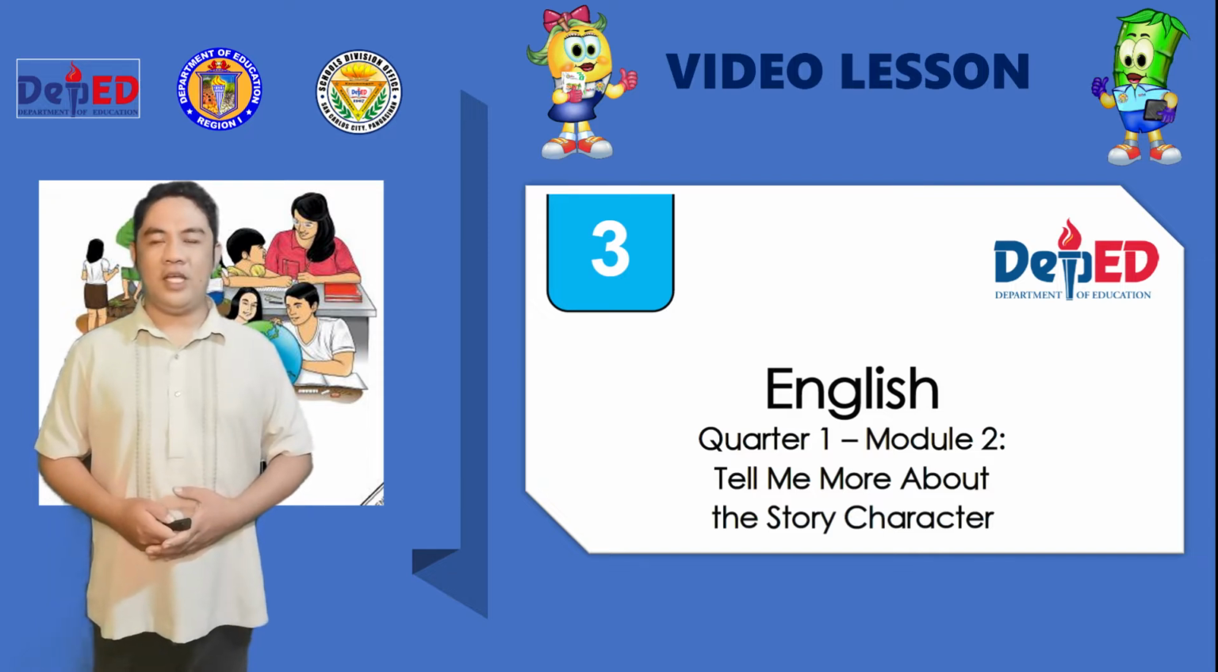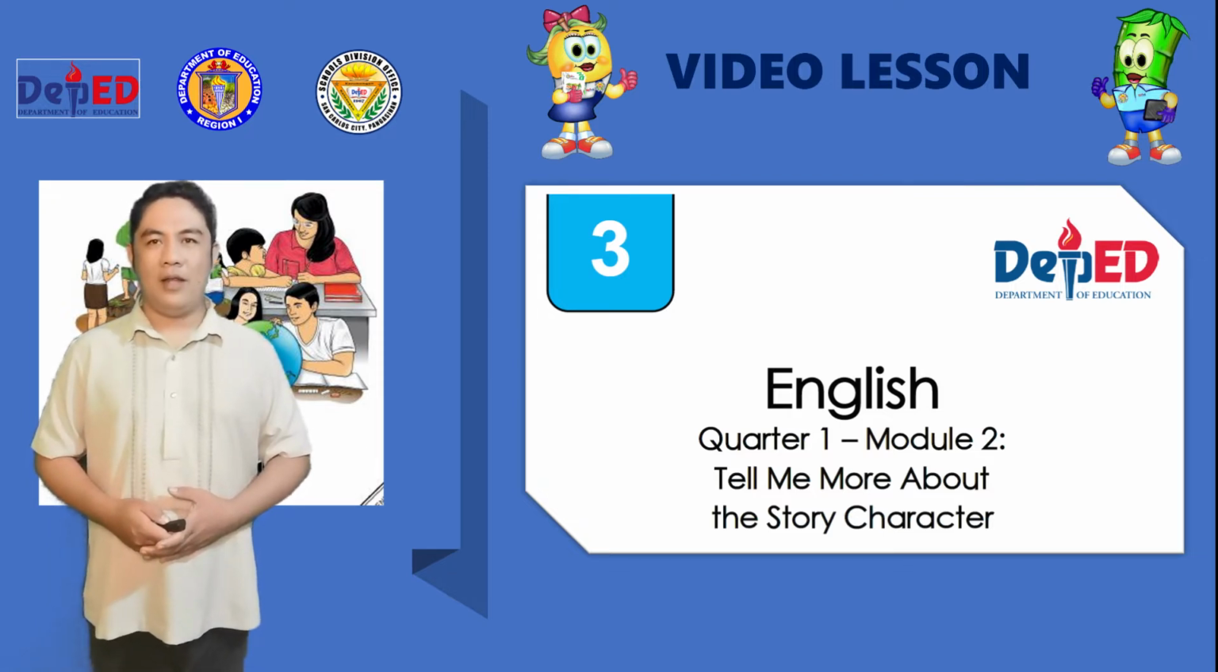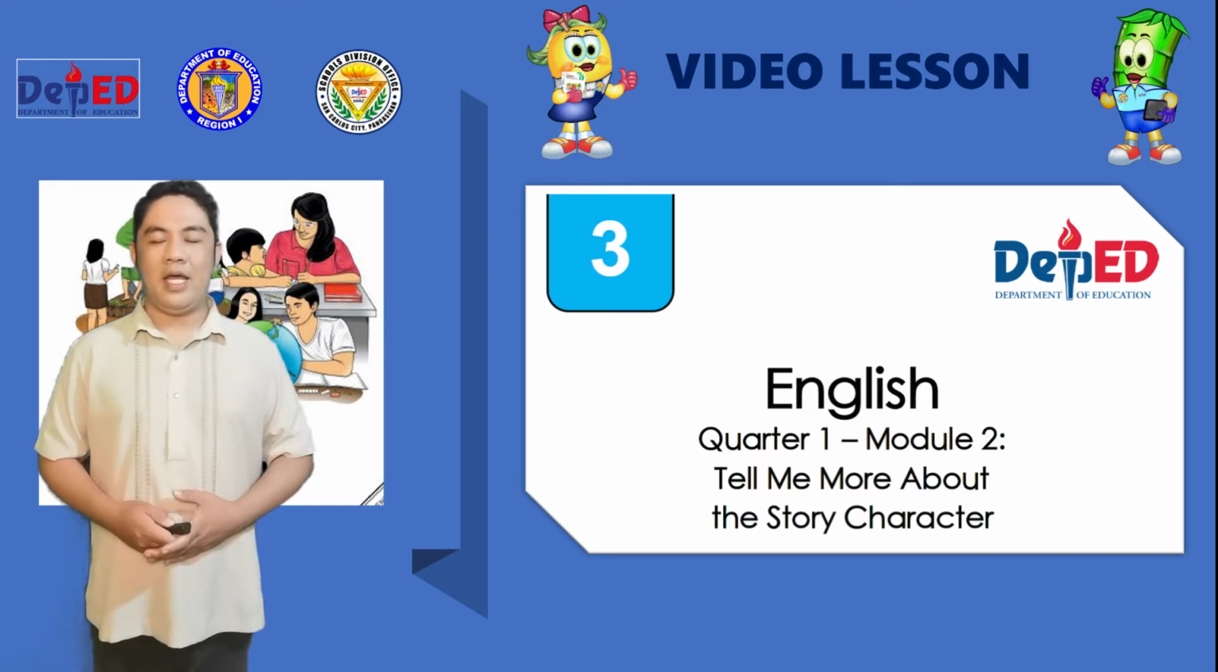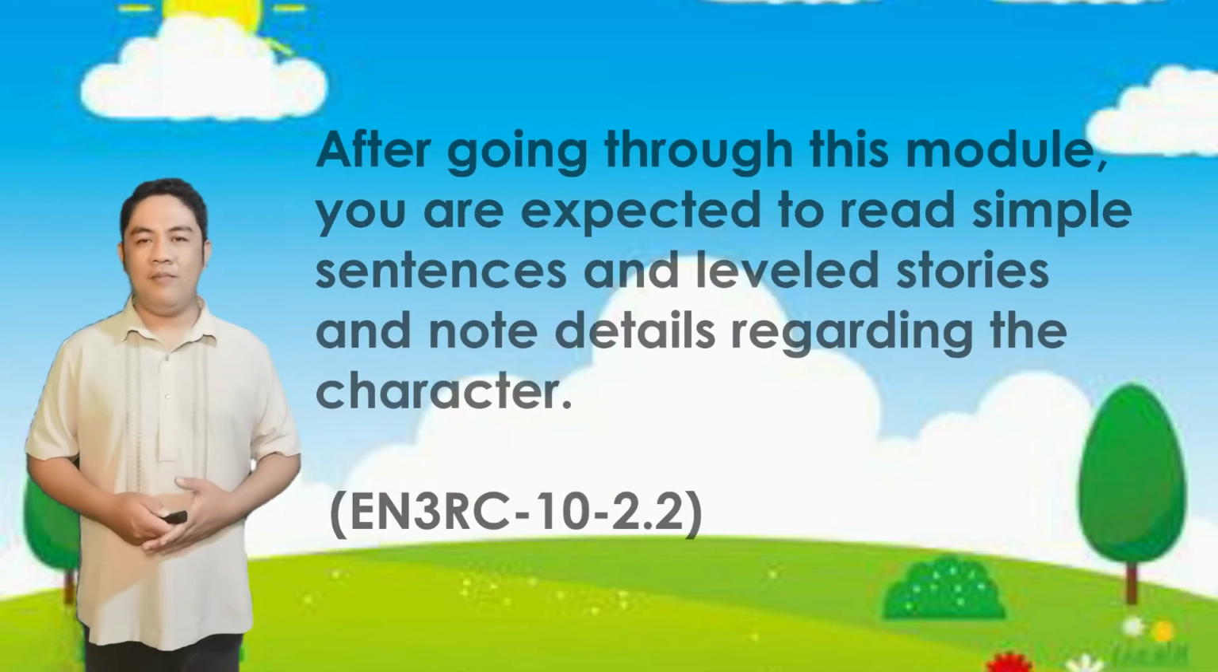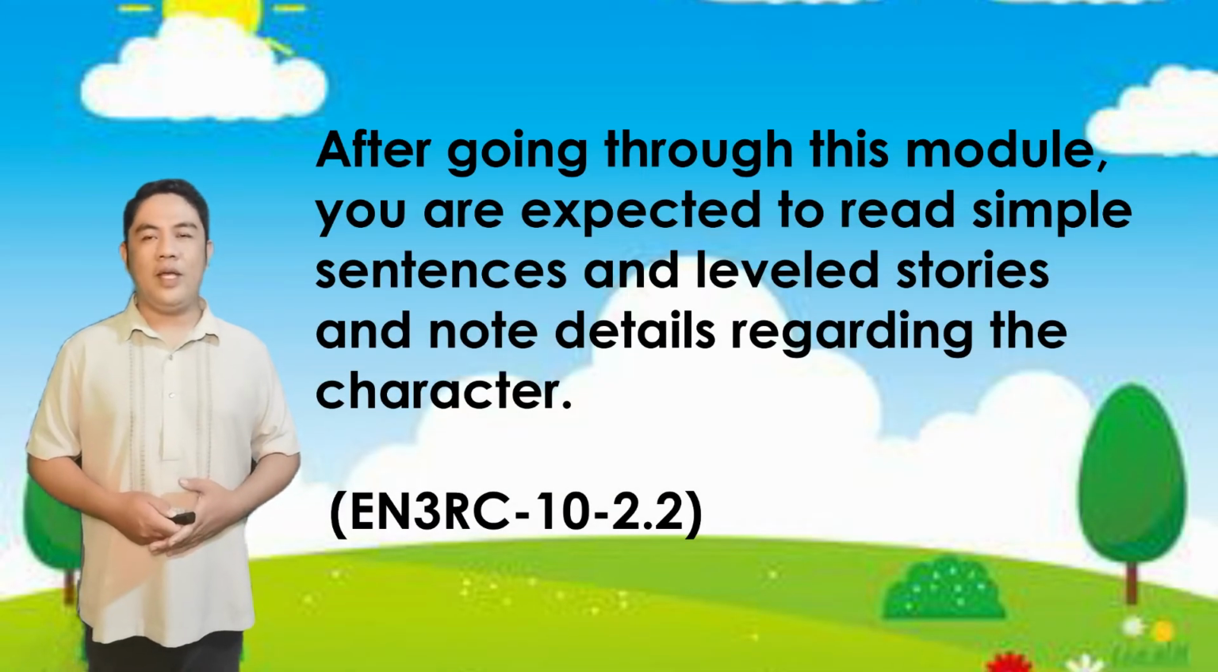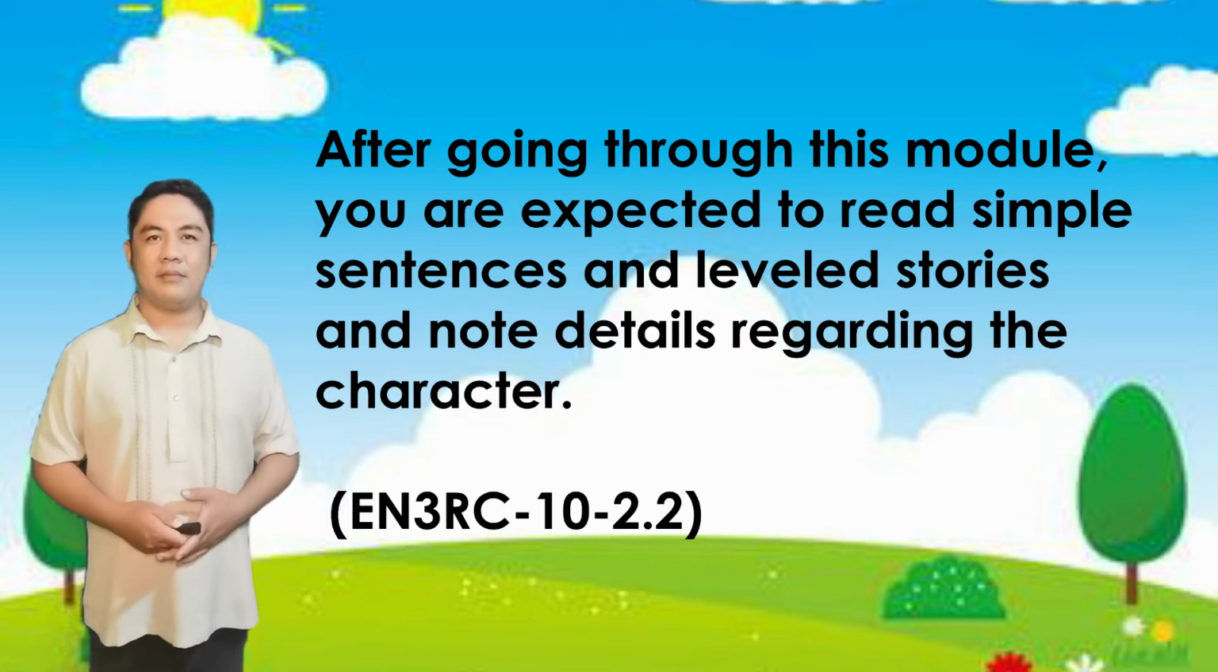For this video lesson in English 3, Quarter 1, Module 2, it's all about tell me more about the story character. Allow me to give you the objective. After going through this module, you are expected to read simple sentences, unleveled stories, and note details regarding the character.